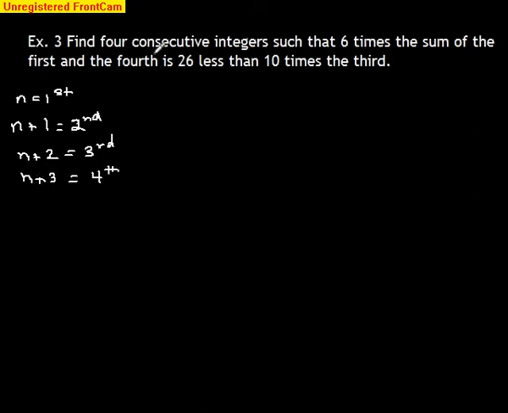Now we follow along with the words in the problem. It says 6 times the sum, so we need parentheses, of the first and the fourth. So we need the first and the fourth. So that'd be n, the sum, plus the fourth is n plus 3, is 26 less than, so we're going to put that down here, 26 less than 10 times the third. The third is right here, so it's n plus 2. As far as I know, we didn't even use the second. First, fourth, and third. So now we have it down into a simple equation we'll solve.